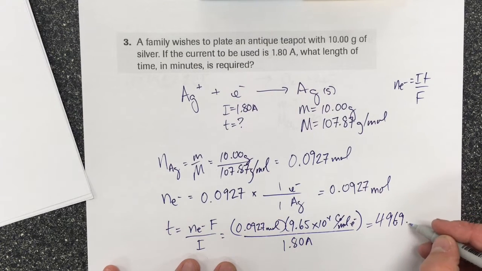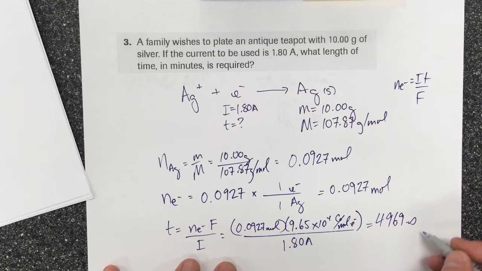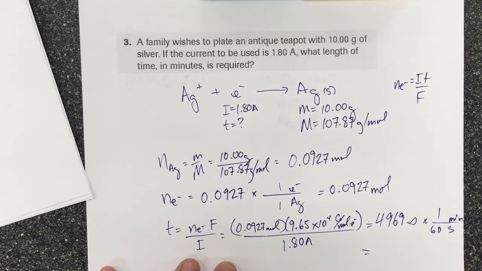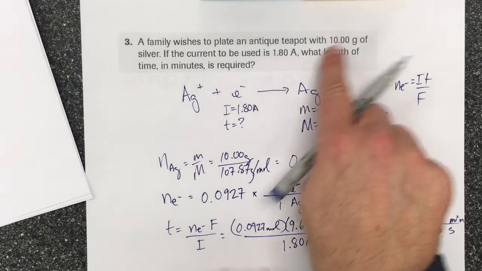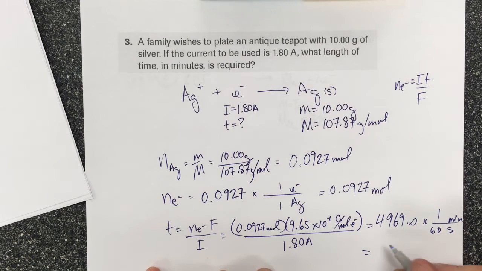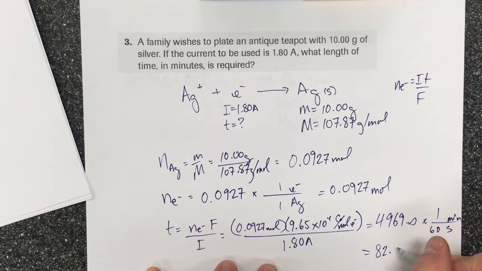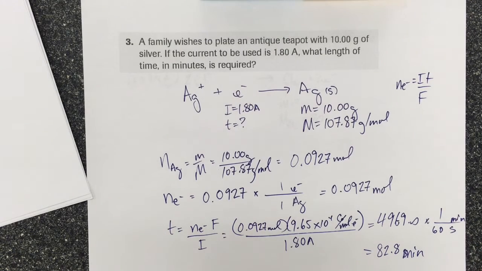4,969.97 seconds. So I need to convert that into minutes because they asked for minutes. I'm going to take seconds here, 60 seconds for 1 minute. So I get 82.8329 on my calculator. I have 4 sig digs and 3 sig digs, so my answer should have 3 sig digs. So it's 82.8 minutes for them to plate that 10 grams of silver using 1.80 amps.